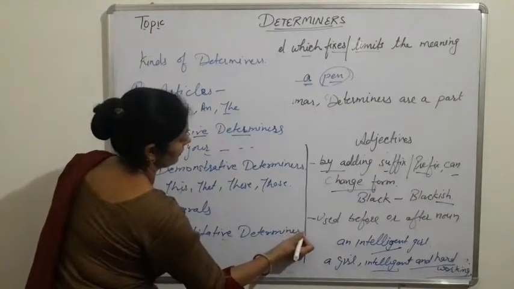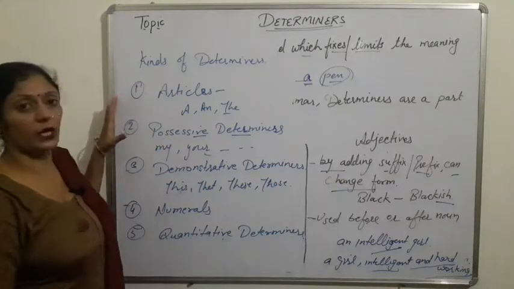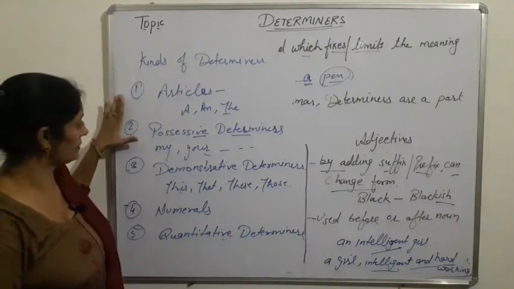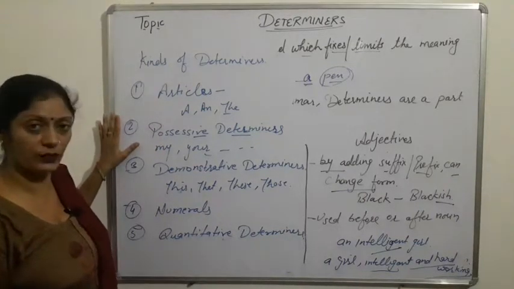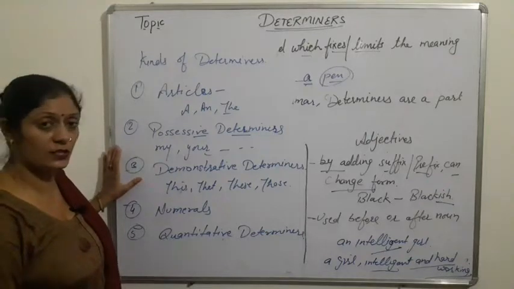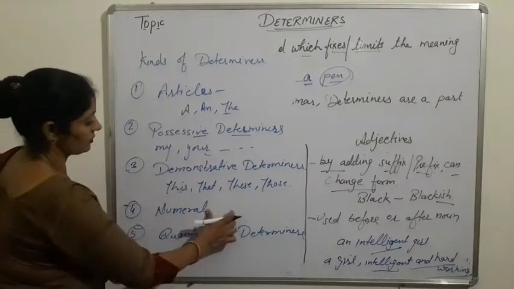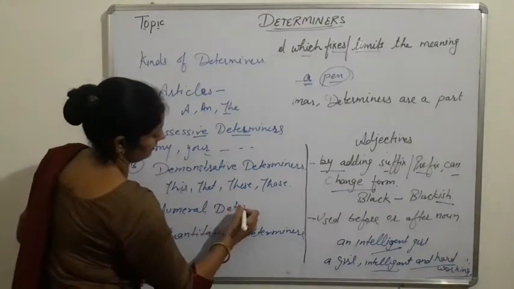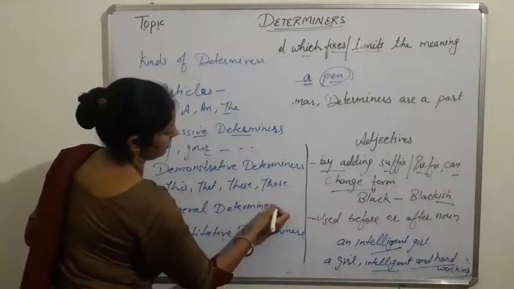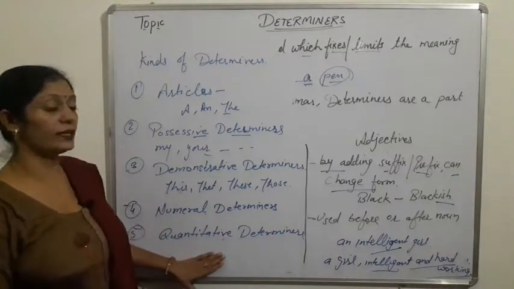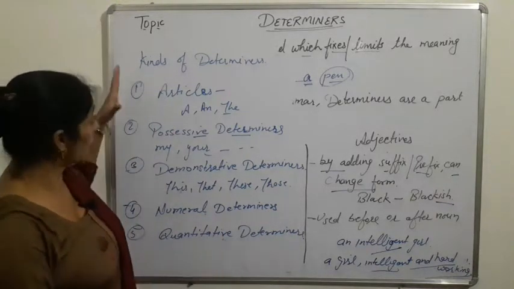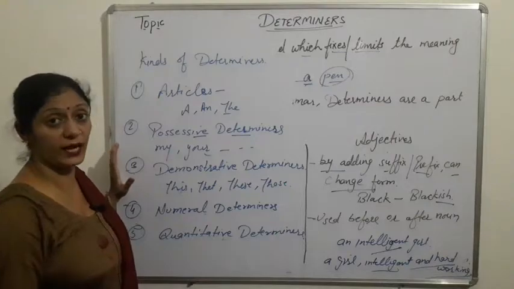Yes students, these are the 5 types of determiner. First one is articles, second possessive determiners, third one is demonstrative determiners, fourth is numeral determiners, and the last is quantitative determiners. And now I am going to explain all these types one by one.